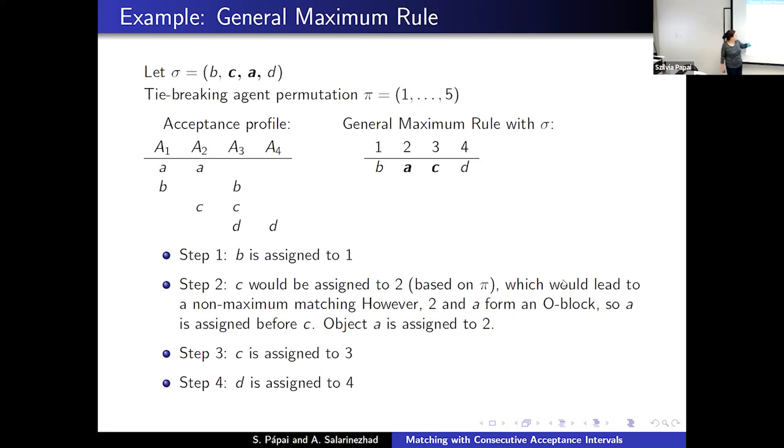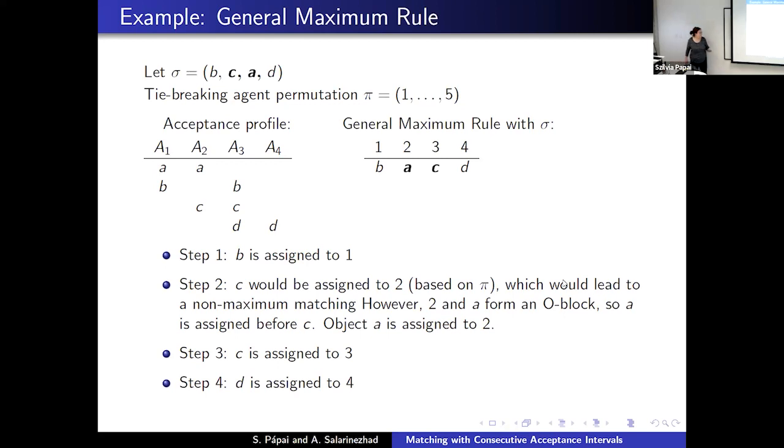So this is where we need to rely on the O block. And in fact, we can see that A2 and A form an O block, the simplest possibility for an O block, which is that A is now only into this acceptance set. Okay. So hence we are going to assign A to 2, and now we are still on track for a maximum matching. And then C can be assigned to 3, and B is assigned to 4. And we have a maximum matching.